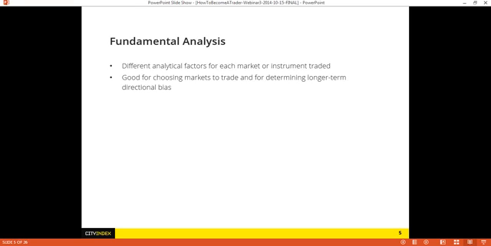First of all, they allow us to choose what's a good market to trade, and then they give us a good directional bias. Now, what is fundamental analysis not good for?